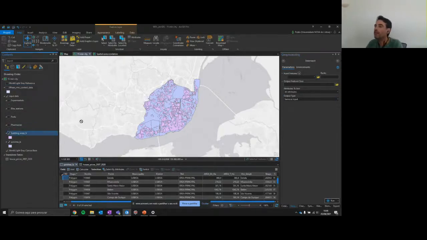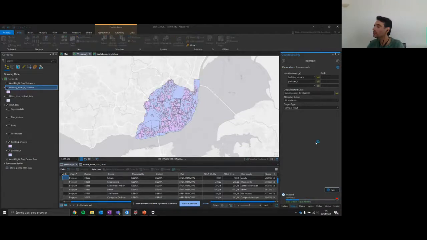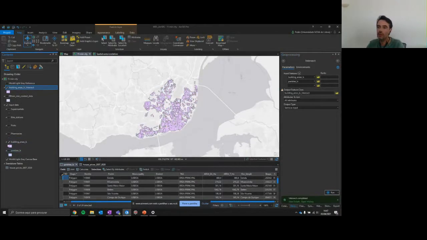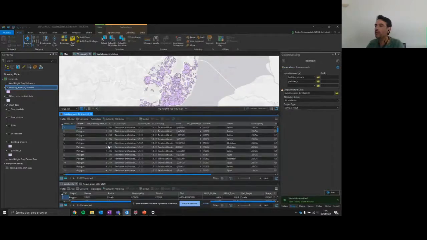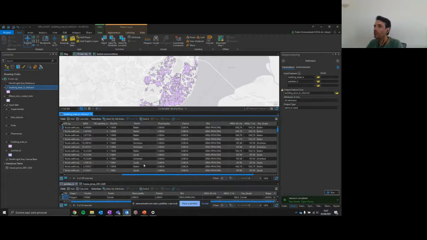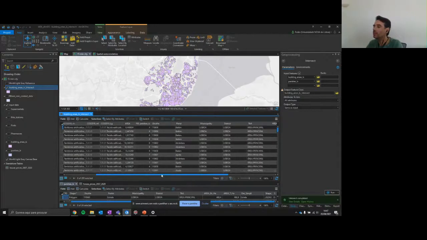I will choose the building areas and my parishes. I will leave that name. I want to have all the attributes. I will run. And we now have our buildings intersected with the parishes. We have our buildings here, and we have our parishes inside each polygon that was intersected with the buildings.